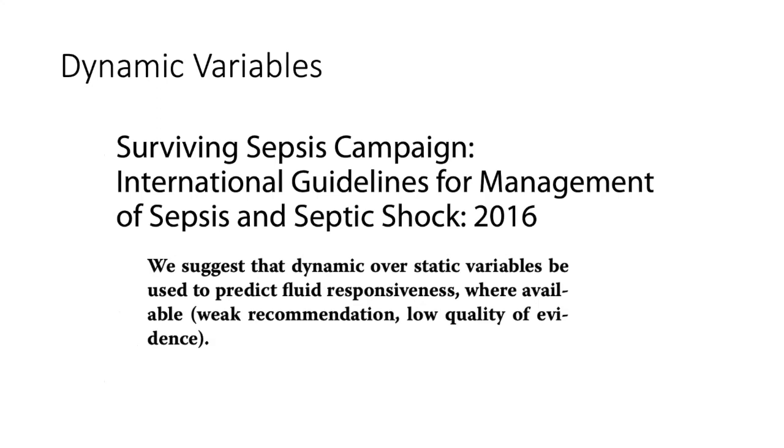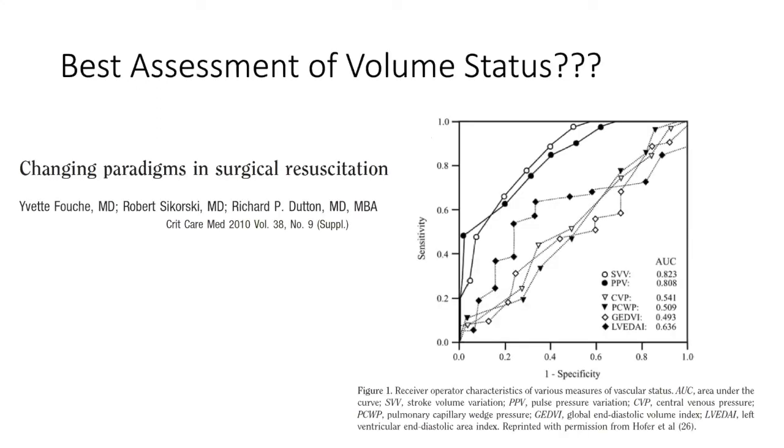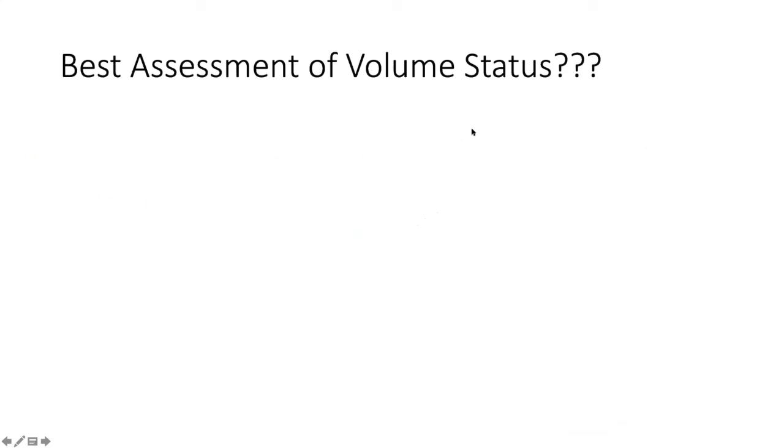This is just a receiver operator curve. I'm sorry that got a little cut off on the screen. It should say changing paradigms, but these are sensitivity and specificity; pulse pressure and stroke volume variation are here. And these are a collection of other static variables that clearly are more or less 50-50 in terms of their predictive value. What is ultimately the best assessment of volume status?